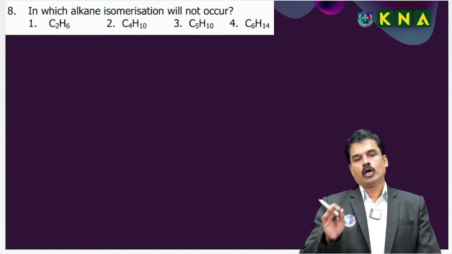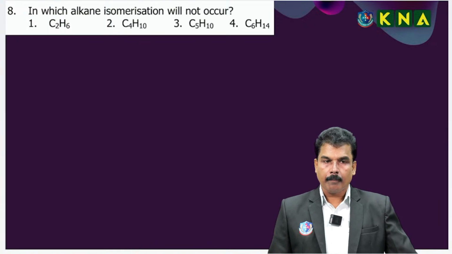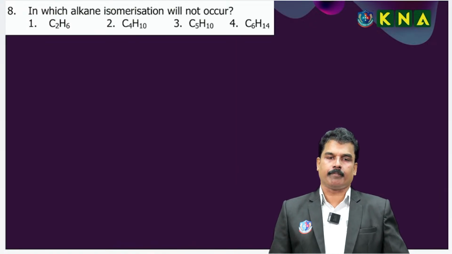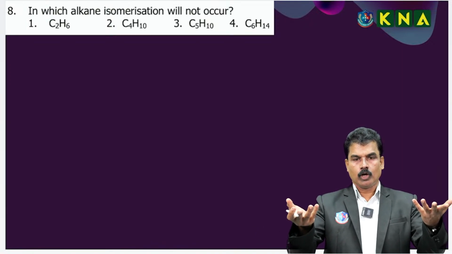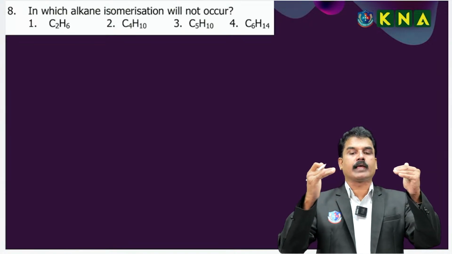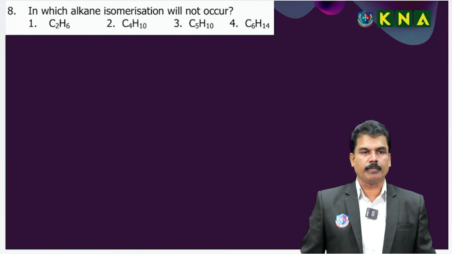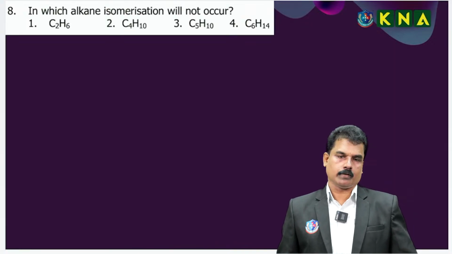See, for writing an isomer, minimum how many carbon atoms are needed? A minimum of 4 carbon atoms is needed, then only we can represent a branch. With 3 carbons we cannot represent a branch. With 4 carbon atoms, 3 we can include in a straight chain, and 1 carbon you can take as a branch. So a minimum of 4 carbon atoms is required for writing an isomer.